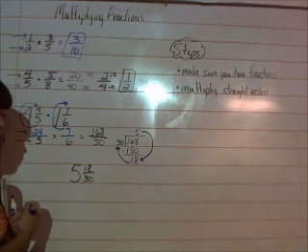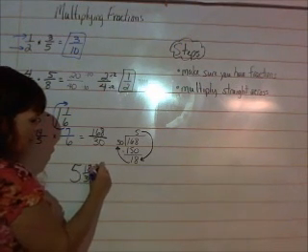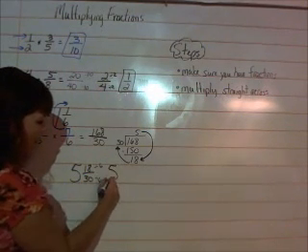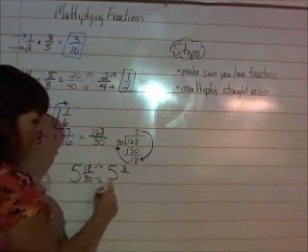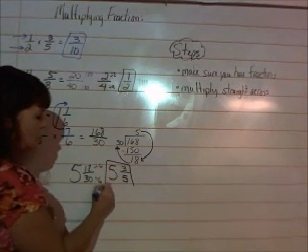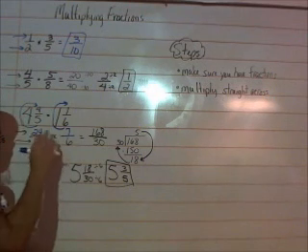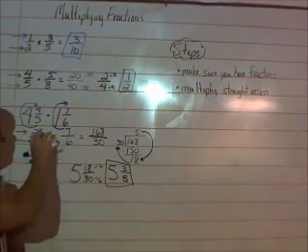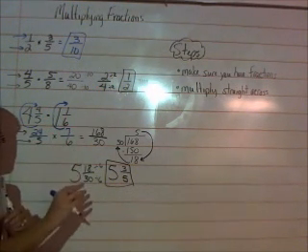Am I finished? I can still reduce it. And I can reduce that by 6. So now I have 5, and 18 divided by 6 is 3. 30 divided by 6 is 5. Now, I'm finally finished. Main thing is you have to change your mixed numbers into an improper fraction first before you can multiply.